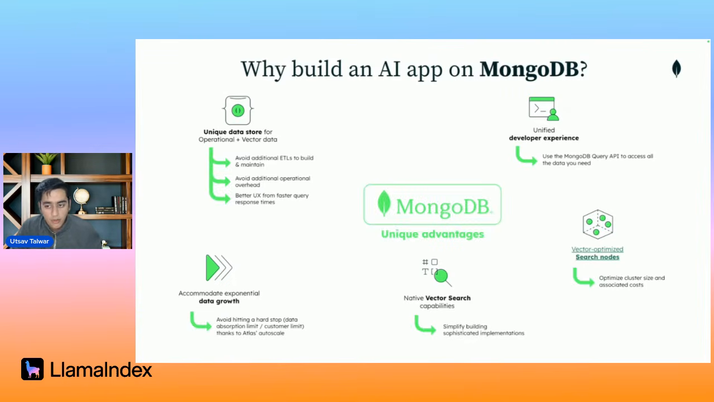So to put it all into perspective, why does MongoDB fit in? What unique advantages will it provide you when compared to other relevant databases? First of all, I might be repeating it too many times, but the operational and vector databases are combined together in just one place, and that's very crucial. That's something which is handled natively with Mongo.